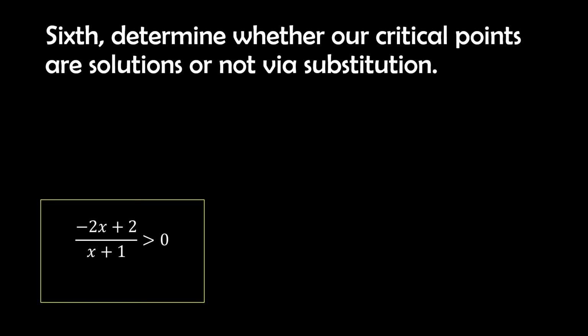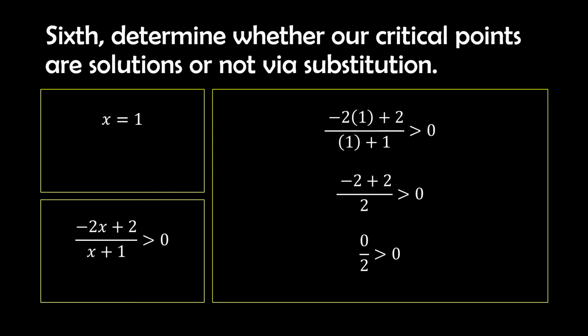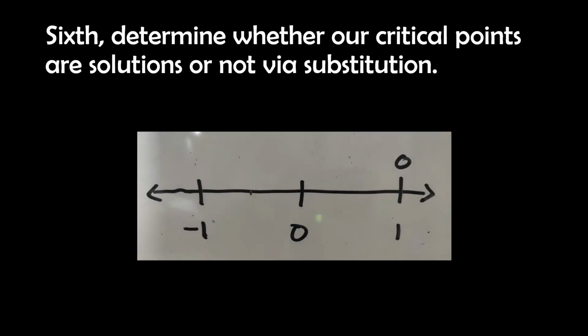Now, sixth is to determine whether our critical points are solutions or not via substitution, and again, we substitute them in our simplified expression back in step number 2. So we have x equals positive 1 and do some substitution, addition, subtraction and division. We get that it is not a solution because it is 0 greater than 0, which is false, therefore it is not a solution. So we put an empty dot above our critical point, x equals positive 1.